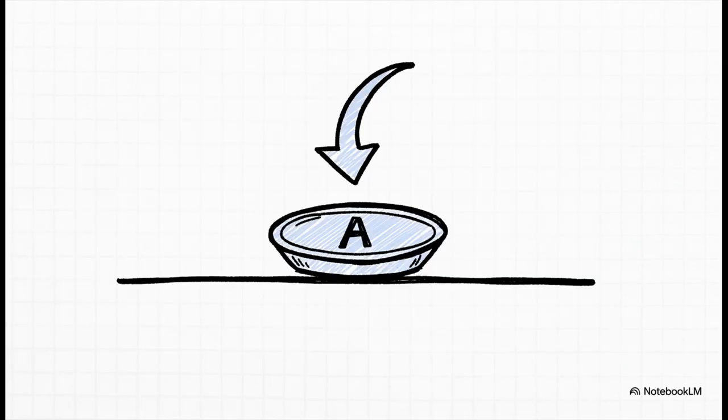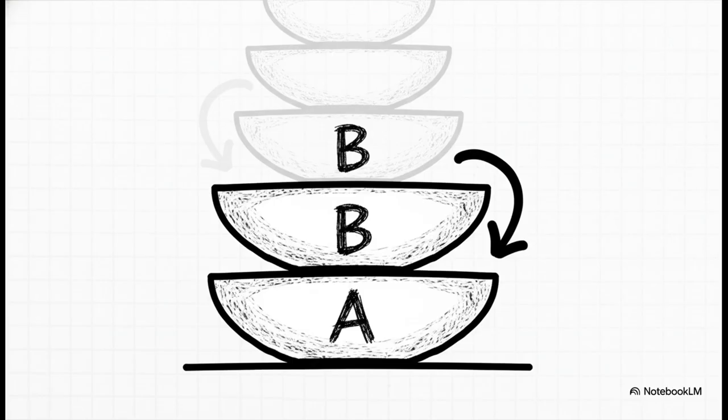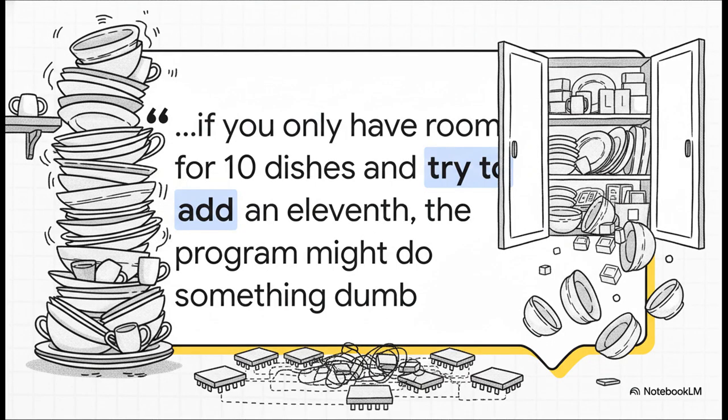So let's say your program starts running function A. Boom, one dish gets placed on the stack. Then, in the middle of its work, function A needs function B to do something for it. Okay, so a second dish is placed right on top of the first one. The stack gets taller. Now just imagine this happening over and over and over again. But what happens when you run out of room in the cupboard? What happens when that pile of dishes gets so high that it hits the shelf above it?